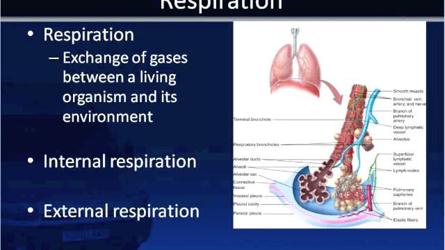Alveoli are the sites where gas, oxygen, and carbon dioxide are exchanged between the air and the blood. And this is our external respiration. Red blood cells, also known as erythrocytes, contain hemoglobin.